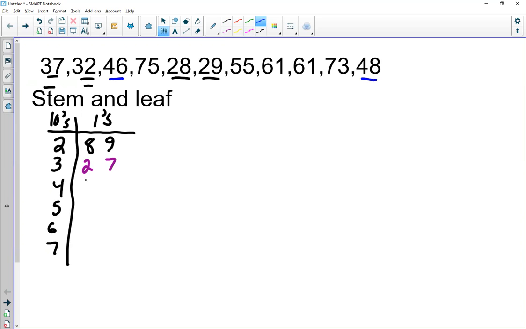46 and 48. 55, and just 55. Oh, 60s, you have 61 twice. 61 twice. Any other 60s? No. And you have 75 and 73. What did you get when you added all that? I got 575. All right, so that's your stem and leaf plot.